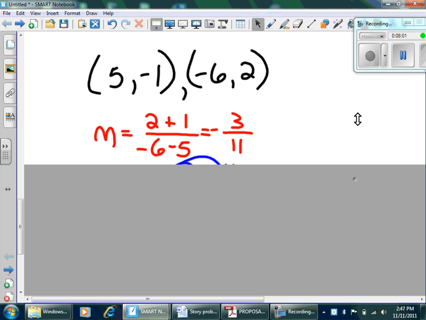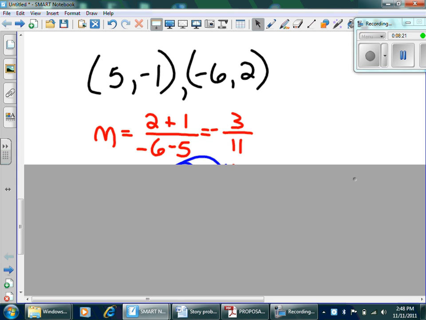Done. I found the slope. Hopefully you got the same slope I did. If you got a different slope, one of us has made a mistake and therefore one of our answers will be wrong. Guaranteed. I'll just double check mine. 2 minus negative 1, 3. I like that. And negative 6 minus 5, negative 11, and I have negative 3/11. So my slope is good.